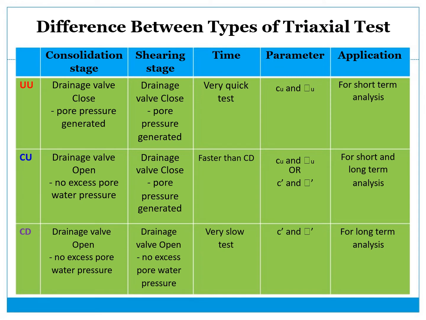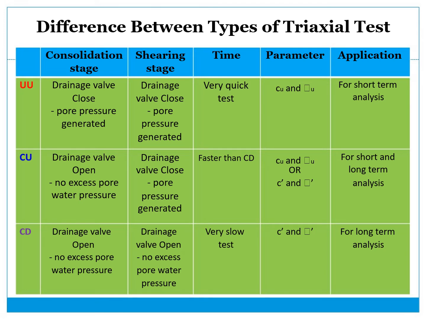Alright guys, now we go for the differences between the types of triaxial tests. First, we look at the consolidation state. This is before we start the test, whether we consolidate or not. It depends on the drainage valve. Second is the shearing stage, when we start the test. Then the time taken to do the test, the parameters, and then the application.